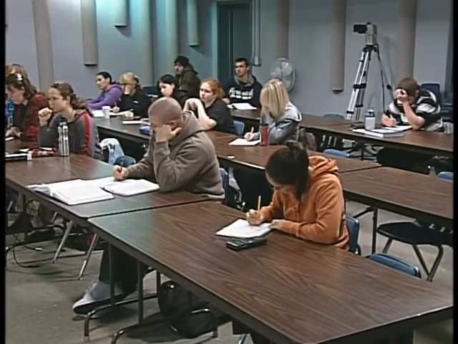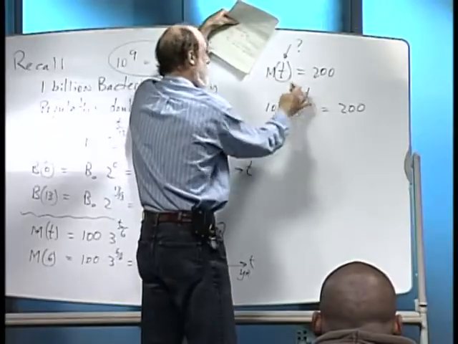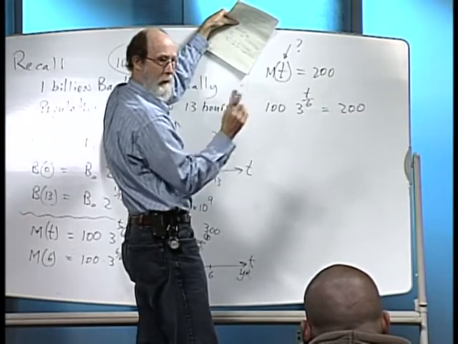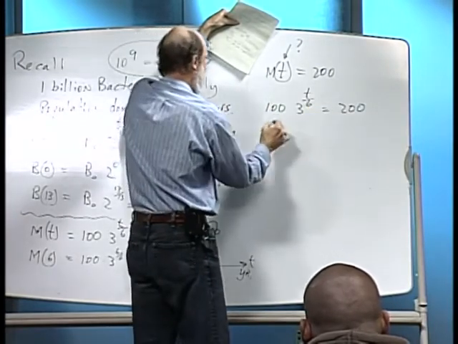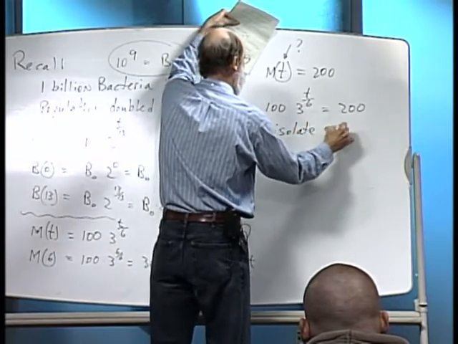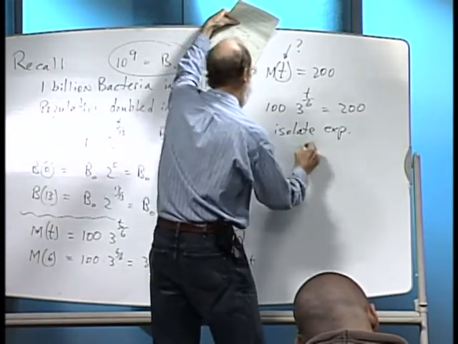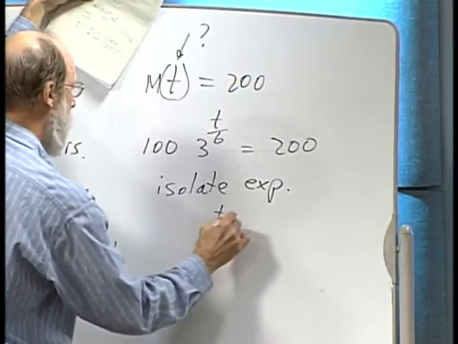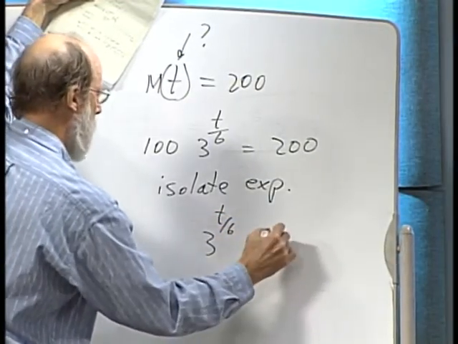Divide both sides by 100. Why do you suggest that we divide both sides by 100? We want to isolate the exponential. Okay, so when you have an exponential equation, you want to isolate the exponential. So we divide both sides by 100, so we get 3 to the t over 6 is equal to 2.